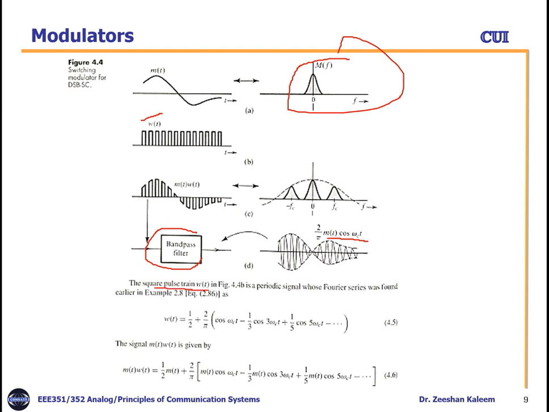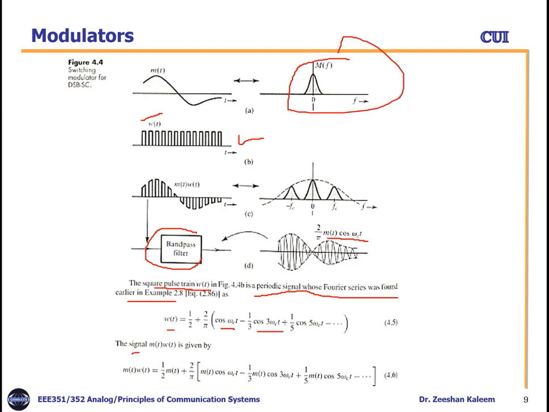The square pulse train in figure 4.4b, this is 4.4b, is a periodic signal whose Fourier series we already found in chapter 2, in example 2.8. So what was that? w(t) is equal to 1/2 plus (2/π)(cos ωct minus 1/3 cos 3ωct and so on).